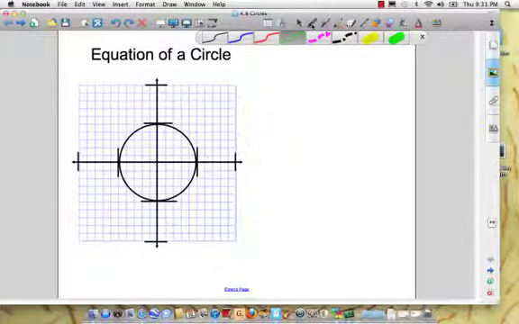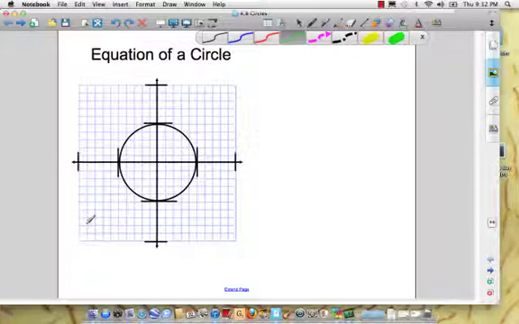Have you ever wondered if you could find an equation for a circle? We have looked this year already at equations whose graphs are lines. We have not yet looked at how to write the equation of a circle. So the easiest, most basic circle to start with is what we call the unit circle. By unit circle, I mean its radius is 1.